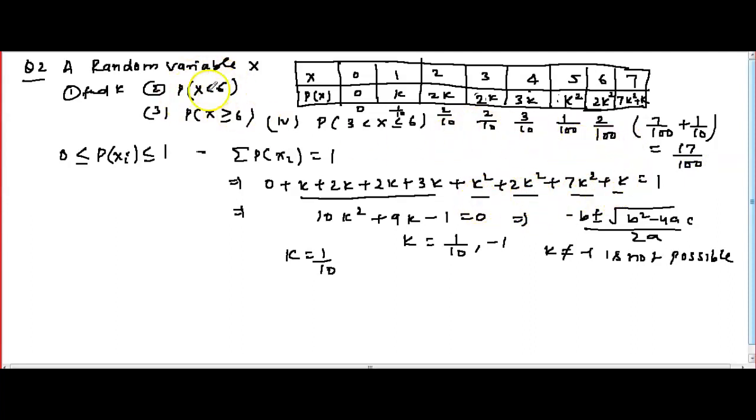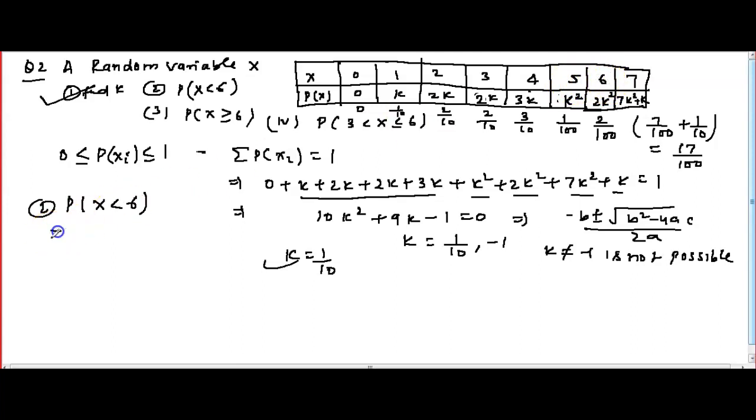Then you can find the value of k. So already we got the value of k. Second, probability of x less than 6. Less than 6 means you have to add 0, 1, 2, 3, 4, 5. 6 is not included.